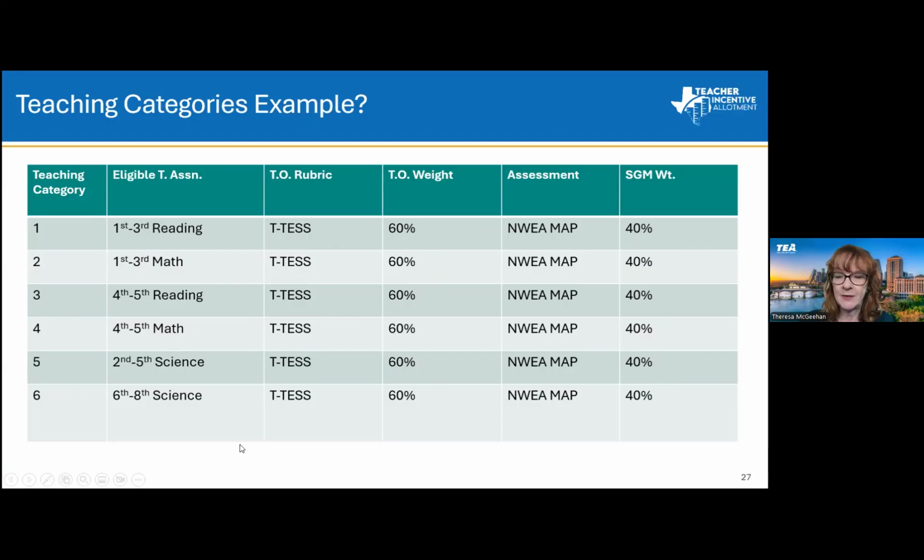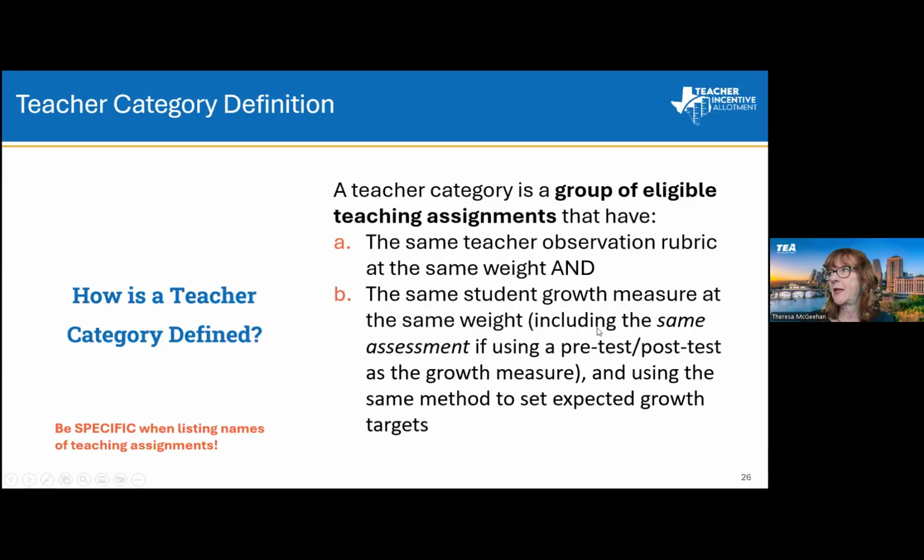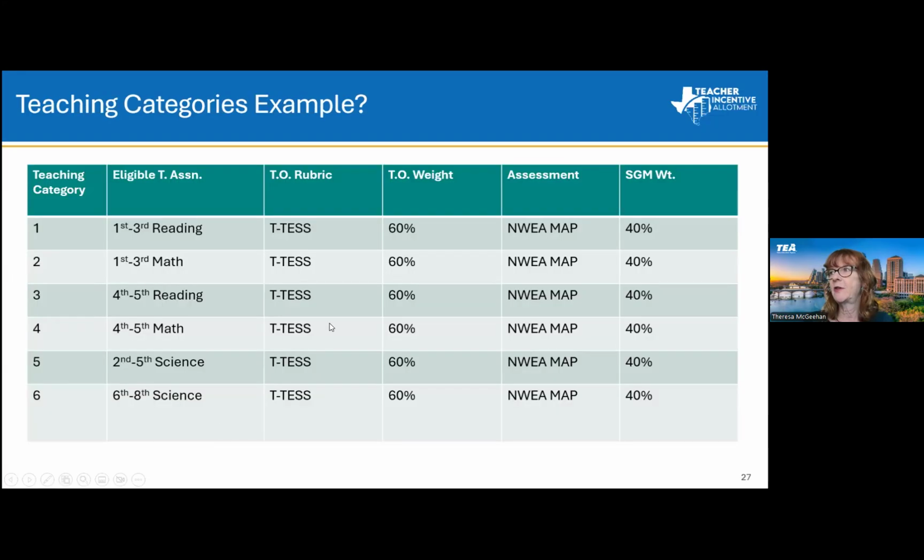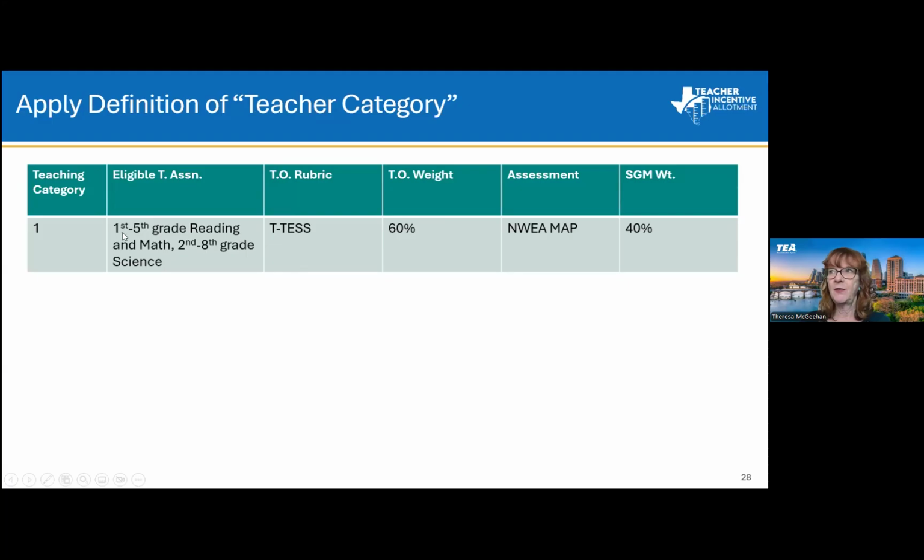Hopefully, if you go back to this definition that says if they're using the same assessment at the same weight, they can be combined. They use that definition, then this is not correct because they're all the same. What this should look like is this. All of these things were all using t-tests at 60% and they're all using MAP at 40%. So if you apply this definition, it actually can make your weighting tab much simpler, much easier to understand for your stakeholders, your school board, your teacher, everybody. So make sure you apply that definition of teacher category as you build your weighting tab.